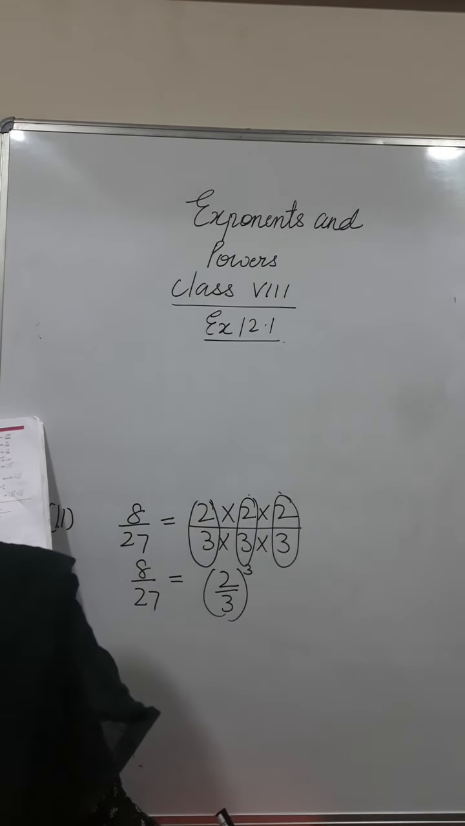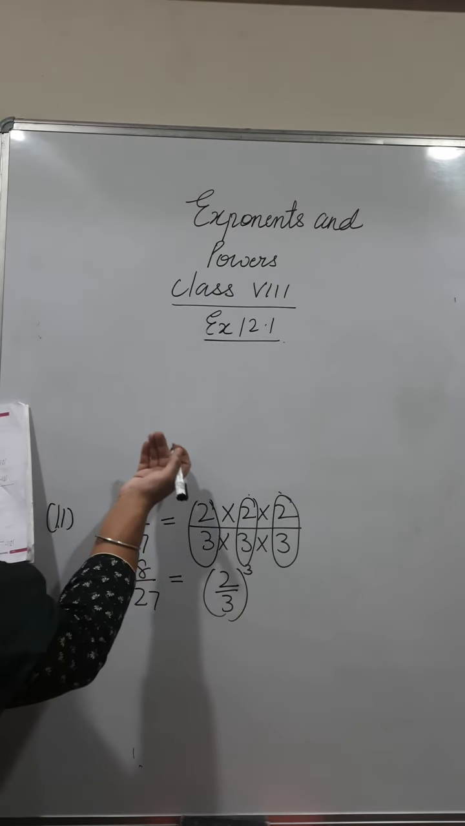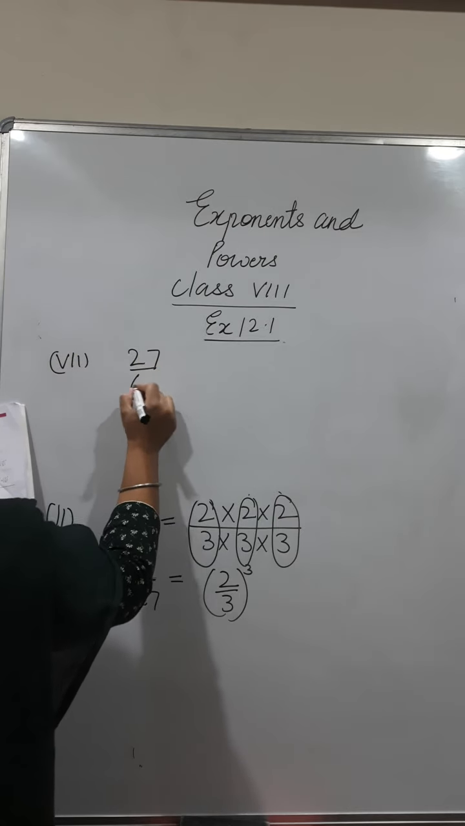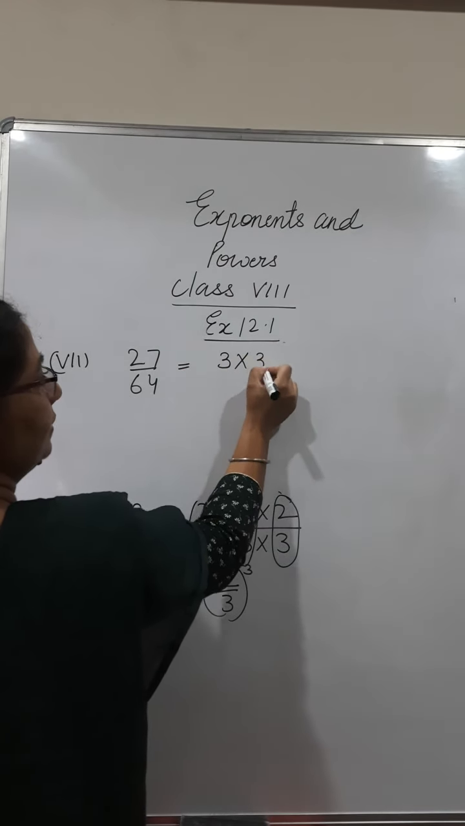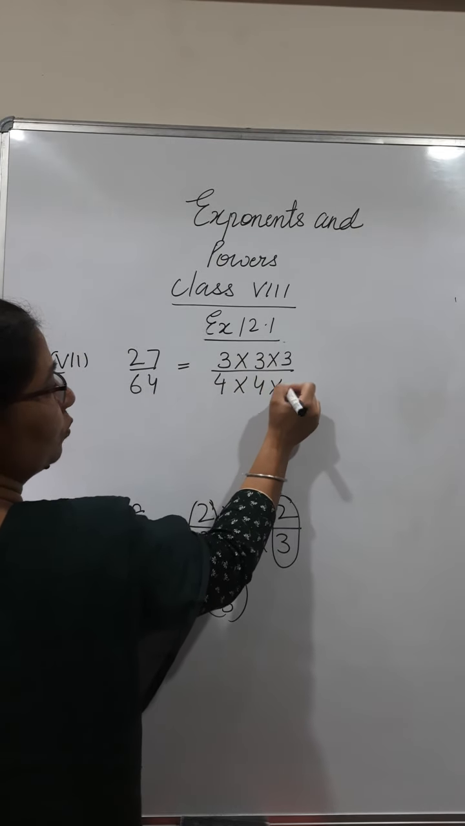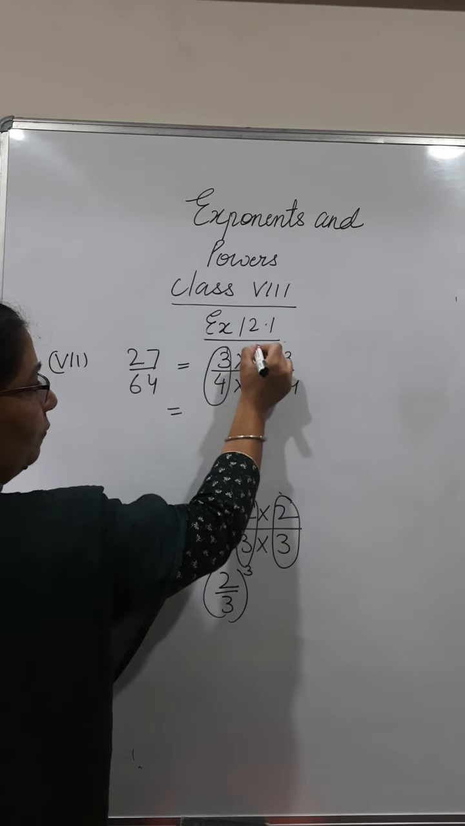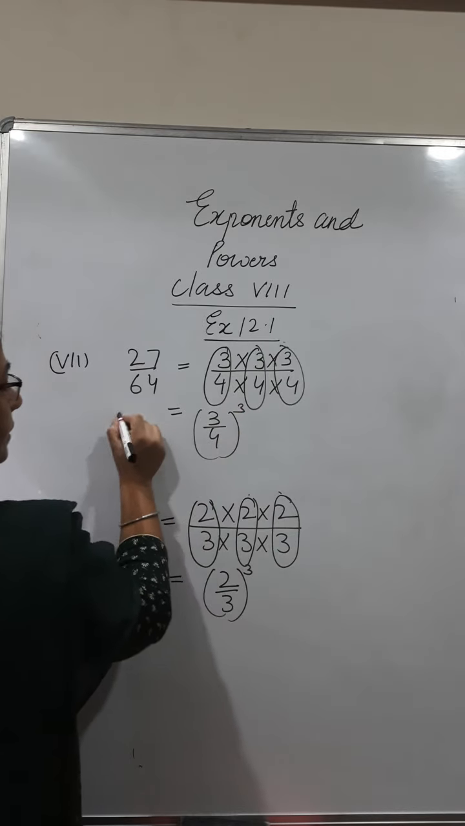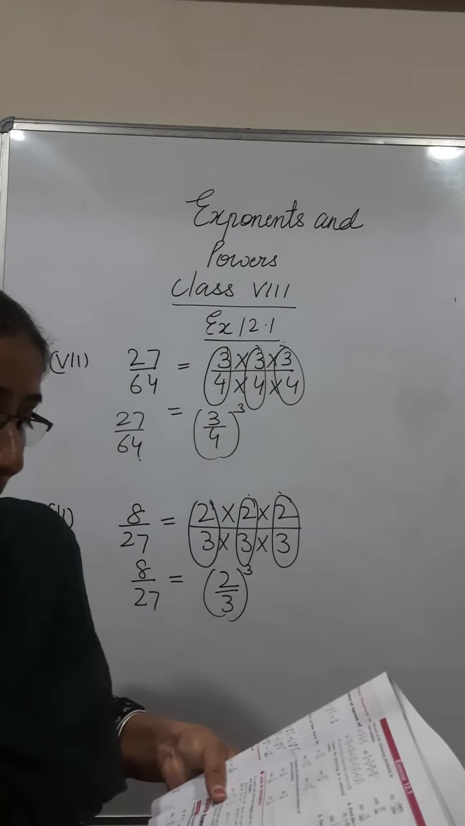Say for example, for all the numbers that are given, first of all you have to find the factors of those numbers. Say for example, in the 7th part, you have 27 by 64. For 27 you get 3, 3s are 9, 3s are 27, and for 64 you get 4, 4s are 16, 4s are 64. So how many times 3 by 4? 3 by 4, 3 by 4, 3 by 4. So you're getting 3 by 4 three times. So 27 by 64 can be written as (3 by 4) power 3.